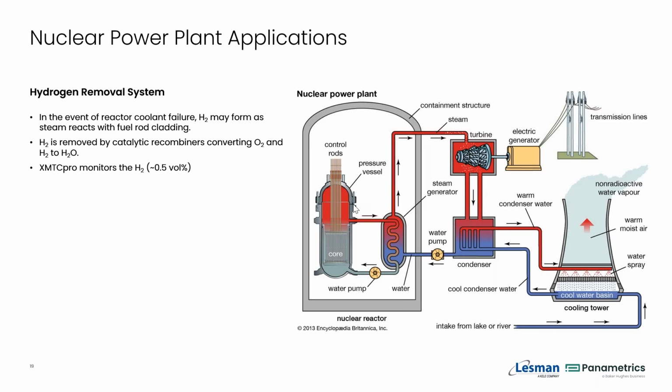And the XMTCpro would be monitoring the hydrogen typically to less than 0.5% by volume, even though the LEL, the lower explosive limit, would be closer to 4%. They typically don't want to get anywhere near there. So they're always looking to see that they're below 0.5%.